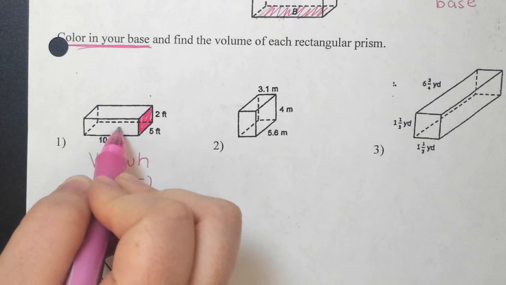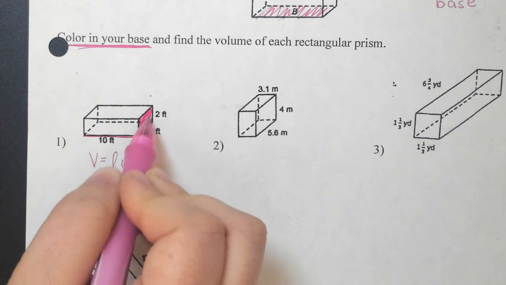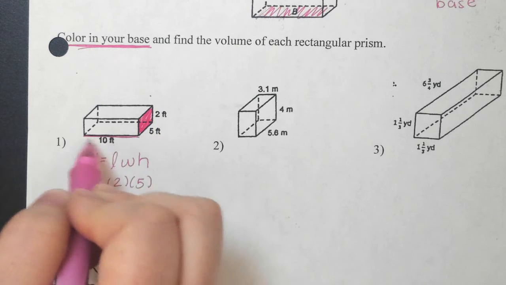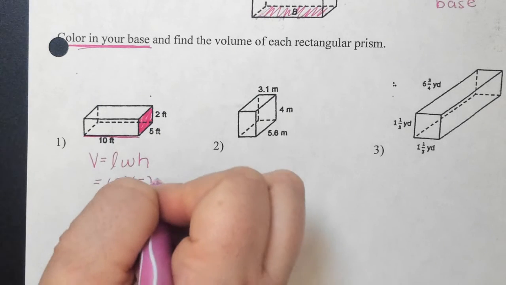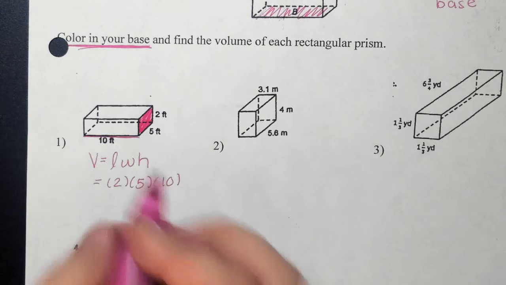10, because 10 isn't talking about this center. 10 is talking about if I stood it up on that base, it would be 10 feet tall. Are y'all okay with that? So then we're going to multiply it times 10. And then this is where our calculator comes in. We can just type all of that.